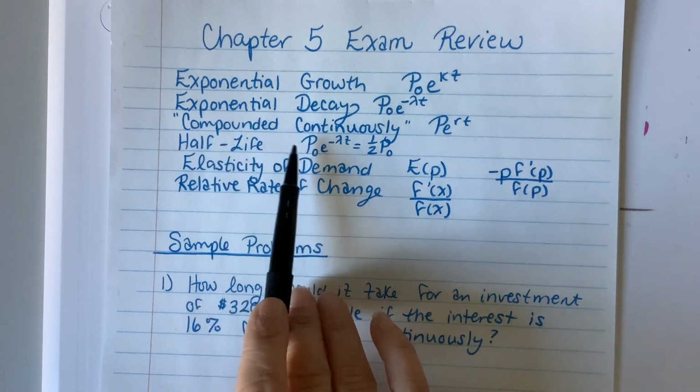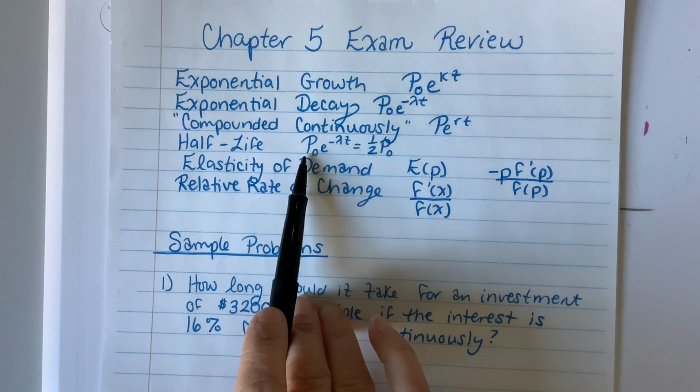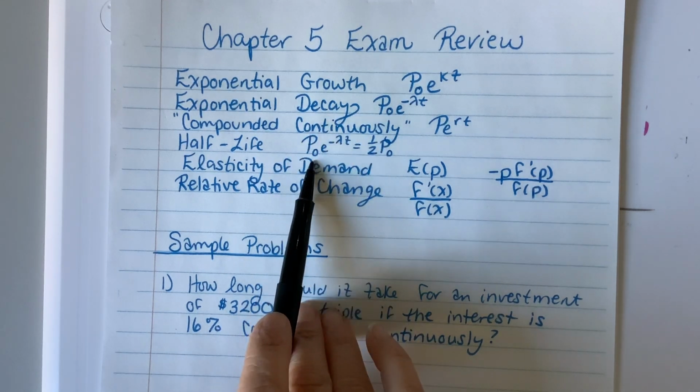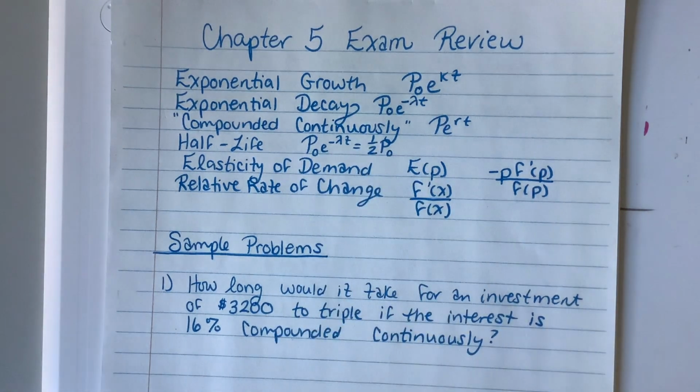What half-life is, is exponential decay. And what happens is it tells you however much you started with, at the end of the half-life, you have half of what you started with.